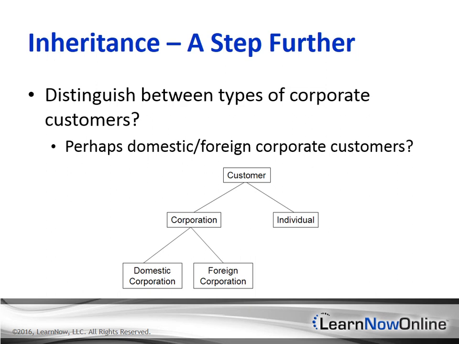So now you have to ask the question, is there enough difference between these two types of corporate customers to warrant adding additional classes? Now you'll need to answer that question as you design your classes. There's no need for separate classes if the only difference between a domestic and foreign customer is the currency they use. In that case, you could simply add a currency property to the corporation class in order to handle that very simple difference.